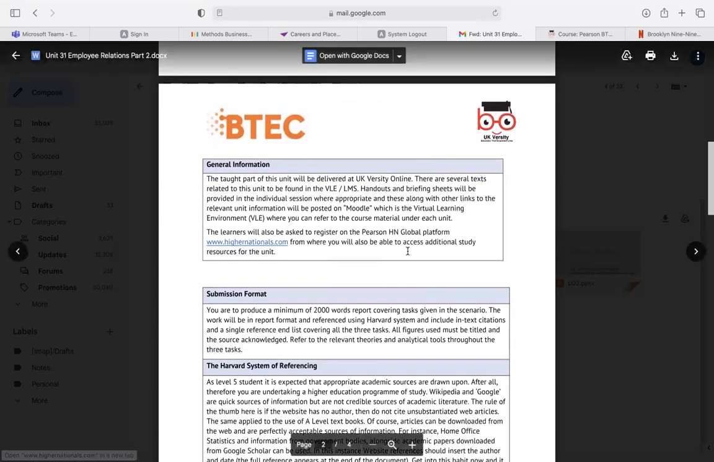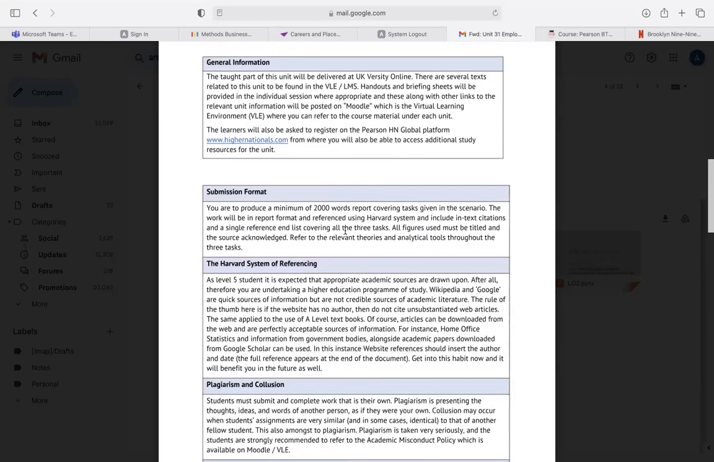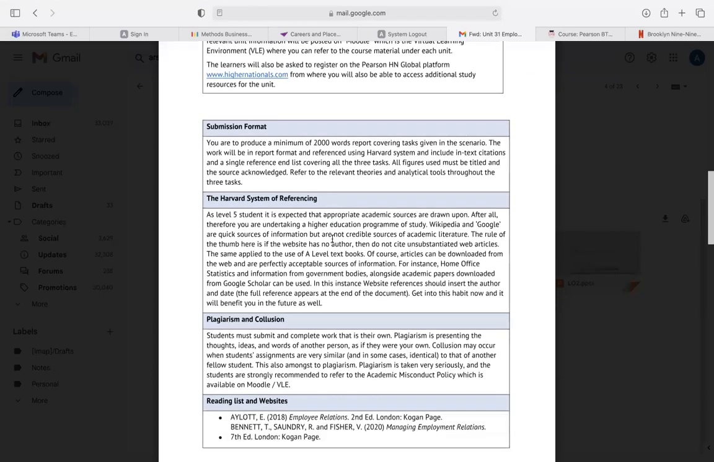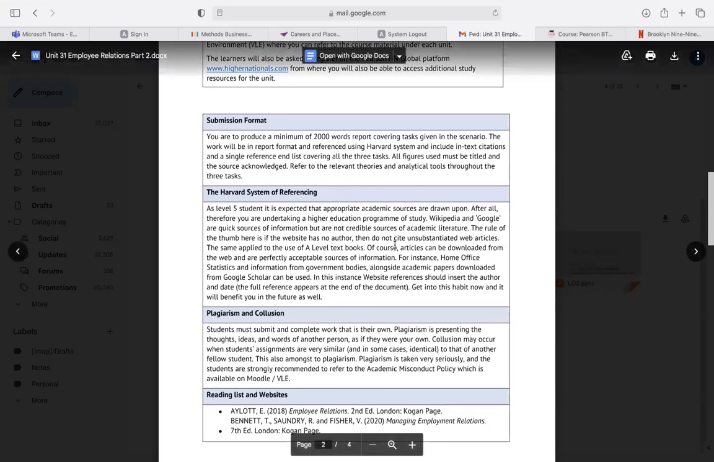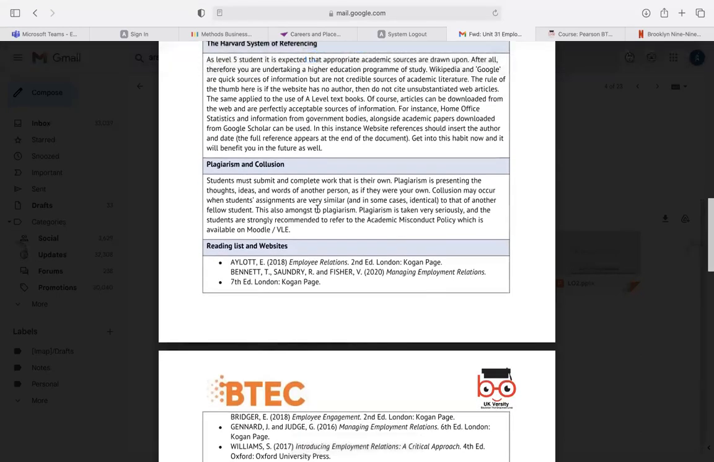We spoke about the general information in the previous assignment, number 1. For this report, you need to have a minimum of 2,000 words covering the scenario. So make sure that for this one, it's 2,000. For the previous one, it was 3,000. Again, make sure you're referencing all of your work correctly. No plagiarism. We use software called Turnitin.